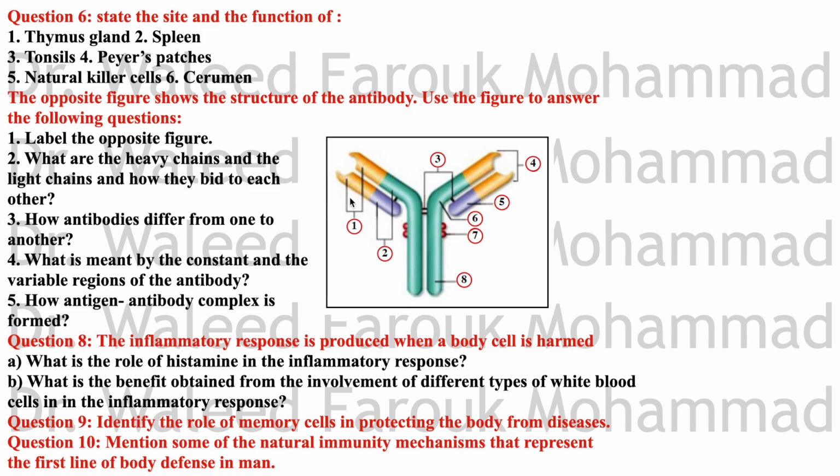What are the heavy chains and the light chains and how they bind to each other? Each antibody consists of 2 pairs of polypeptide chains. 2 of these chains are long and called heavy chains, while the other 2 chains are short and called light chains. They bind to each other by disulfide bonds.